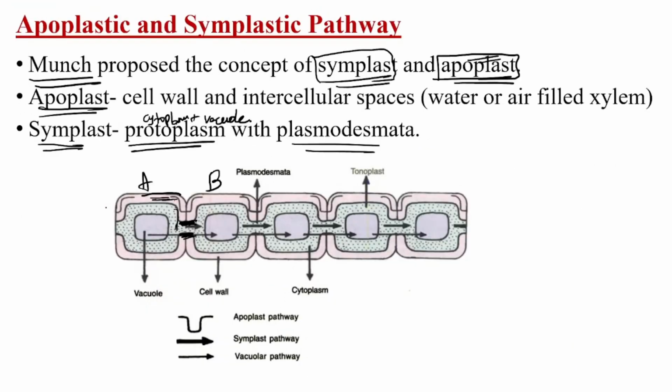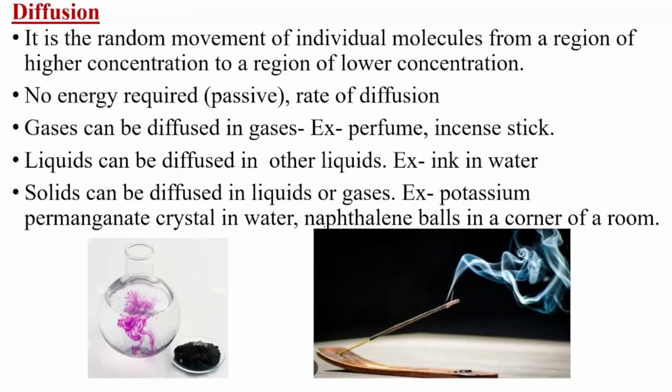This is the apoplastic pathway. That means the movement occurring through cell wall or intercellular spaces. Symplastic pathway is the movement taking place through the plasmodesmata or the cytoplasm. Vacuolar pathway, this together constitutes the symplastic pathway. Why? It involves the protoplasm as well as the plasmodesmata.